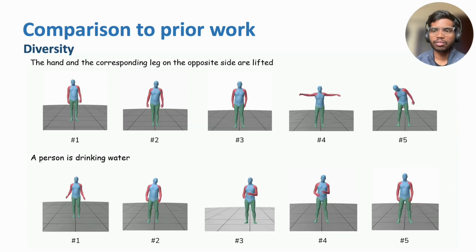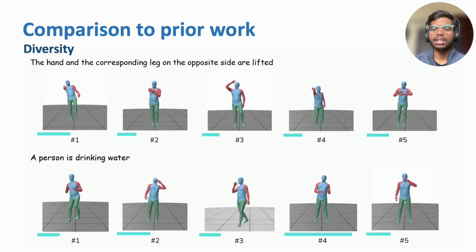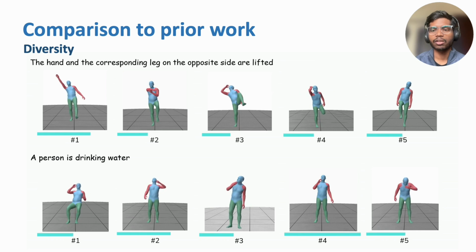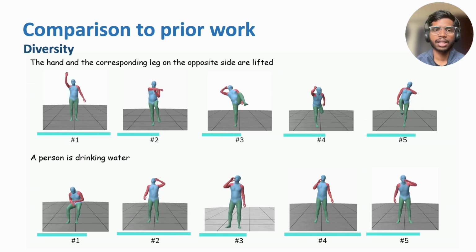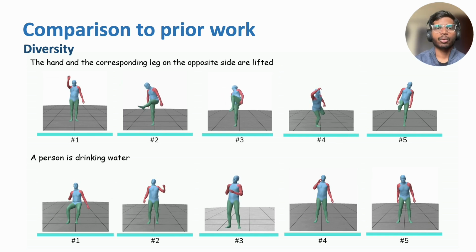MoRAG constructs a diverse set of motion samples for a given input text by using two main factors. First, the LLM's ability to generate diverse text descriptions for the same prompt, and second, different combinations of the retrieved part-specific motion samples. This approach allows MoRAG to create a wide variety of motion sequences that are both semantically coherent and diverse. As we can observe here, we provide diverse motion sequences for a single text input.